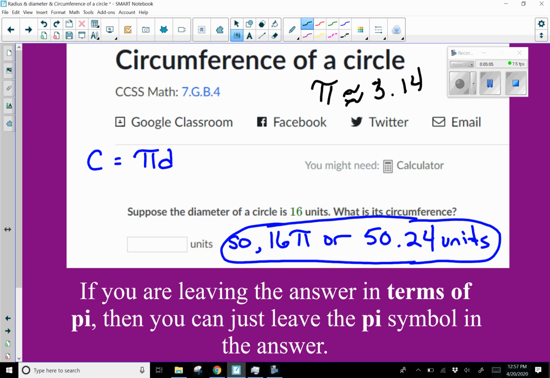So all you would do to leave your answer in terms of pi is just plug your diameter in and leave pi as it is. You don't multiply through by the 3.14. So 16 pi would be your answer in terms of pi. And then if I actually multiply 16 by 3.14, I would end up with 50.24 units. So both of these answers would be correct.